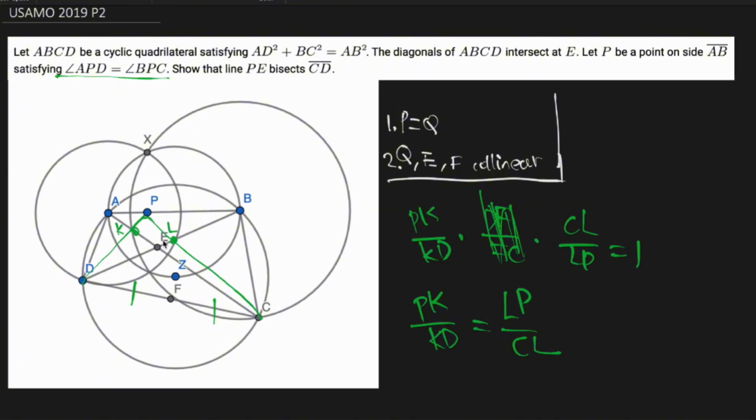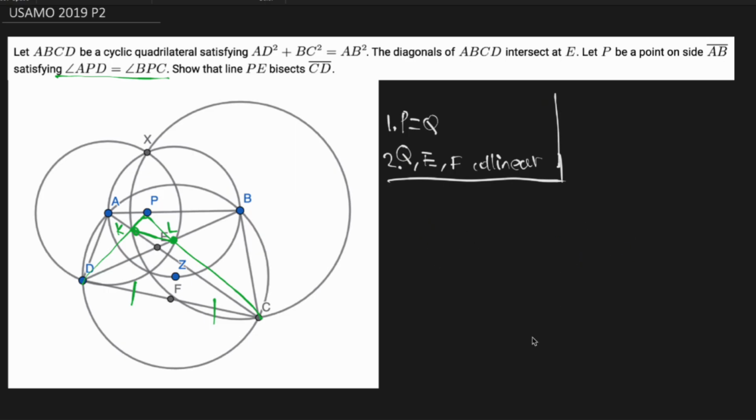PK over KD is equal to LP over CL. And that is essentially just the same as showing that the line KL and DC are parallel. So our second thing that we want to prove is just the same as showing that KL and DC are parallel. So we might think to explore some other conditions to prove that they are parallel, but we can actually see that it is better for us just to try to prove that PK over KD is equal to PL over LC. Well, why is that?